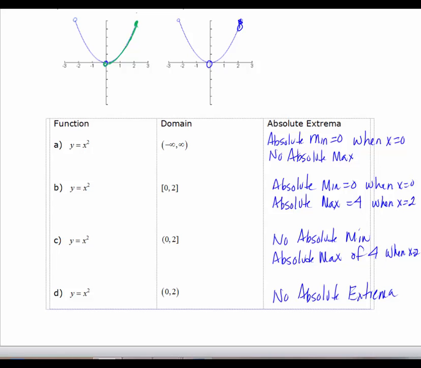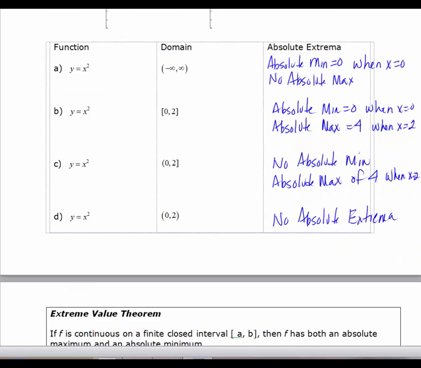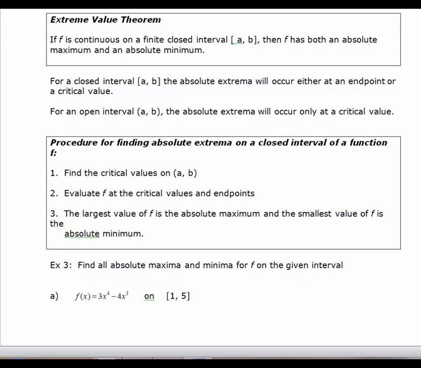So this brings us to the extreme value theorem. What the extreme value theorem says is that if f is continuous on a finite closed interval, then f has both an absolute max and an absolute min. So for a closed interval, the absolute extrema will occur at either an endpoint or a critical value. If you have an open interval, then the absolute extrema will occur only at a critical value.